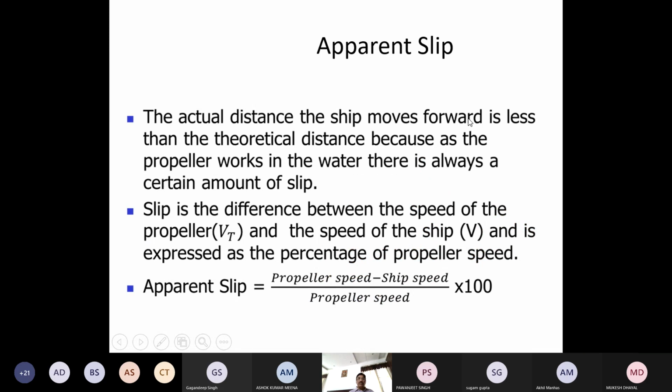Actual distance the ship moves forward is less than the theoretical distance, because as the propeller works in water, there is always a certain amount of slip. क्योंकि हमारा ये सॉलिड में नहीं जा रहा है, तो theoretical speed और speed over ground will not be same. Correct? अभी इस टाइम में अपना आप दिमाग में चलाइए कि कभी V ज़्यादा हो जाती है या Vt कम हो जाती है, वो अलग है, वो एक्सटर्नल फैक्टर्स, करंट्स, विंड, वो बाद में, अभी नहीं.